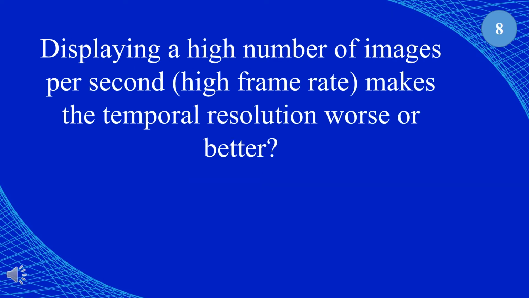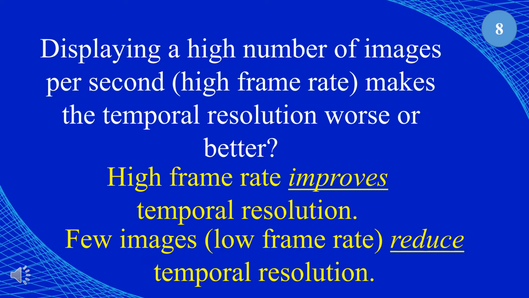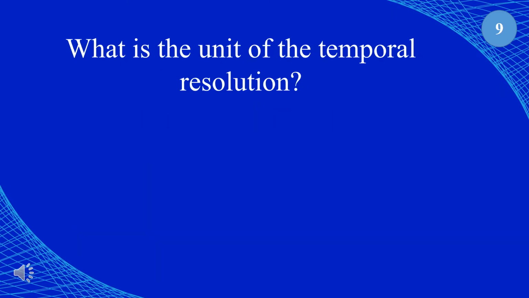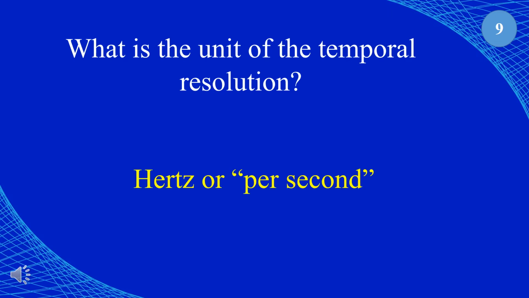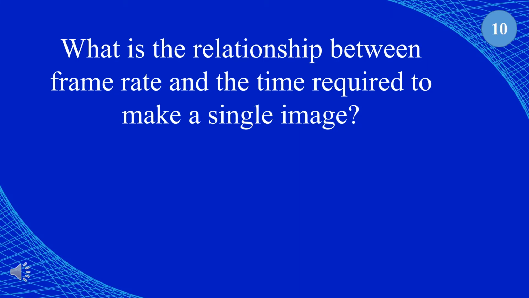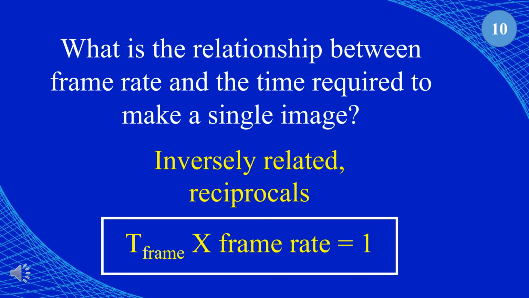Displaying a high number of images per second, high frame rate, makes the temporal resolution worse or better? High frame rate improves temporal resolution. Few images, low frame rate, reduce the temporal resolution. What is the unit of the temporal resolution? Hertz, or per second. What is the relationship between frame rate and the time required to make a single image? They are inversely related, reciprocals. Please note that the formula is T frame multiplied by frame rate equals 1.